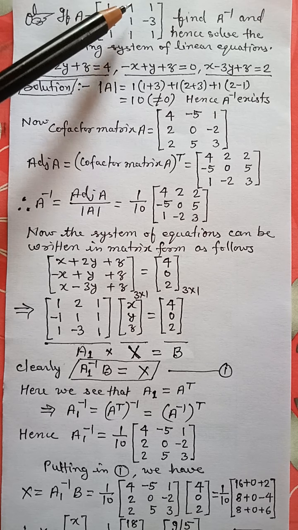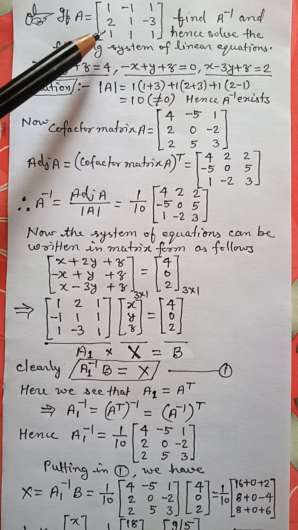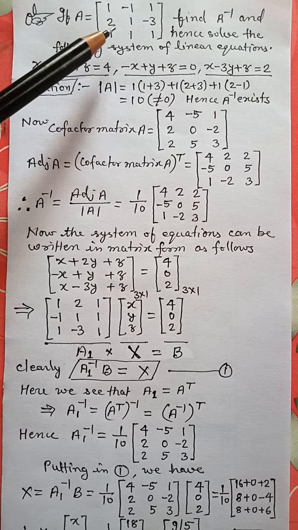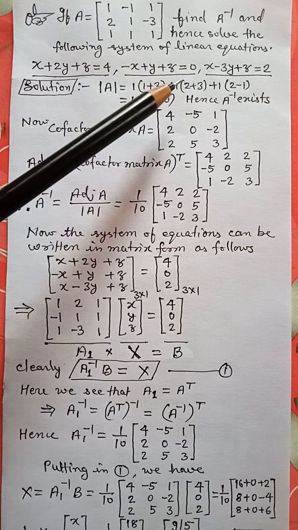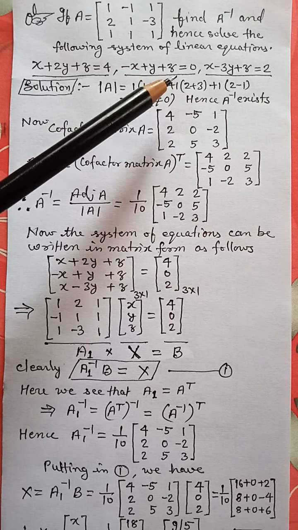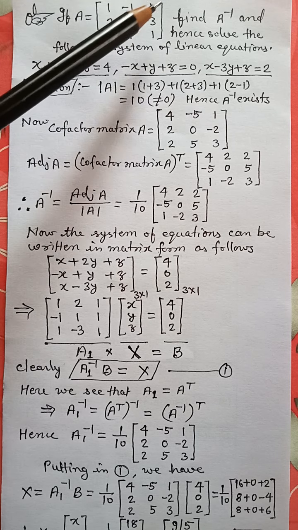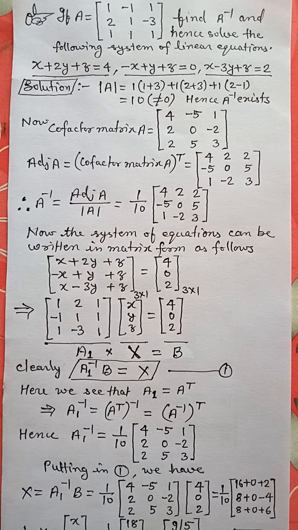This row, this column and this row deleted, we have 2 multiplied by 1, that is 2, minus of 1 multiplied by minus 3, that is minus 6, and minus 3, minus 3 of minus, that is 3, 3 plus 2, that is 2 plus 3. Now evaluating the determinant, expanding it along the first row, we have the determinant value of A is 10, and since it is not 0, therefore it is a non-singular matrix and hence A inverse exists.